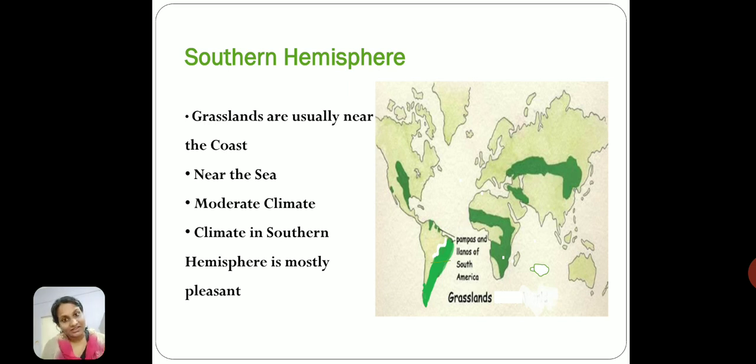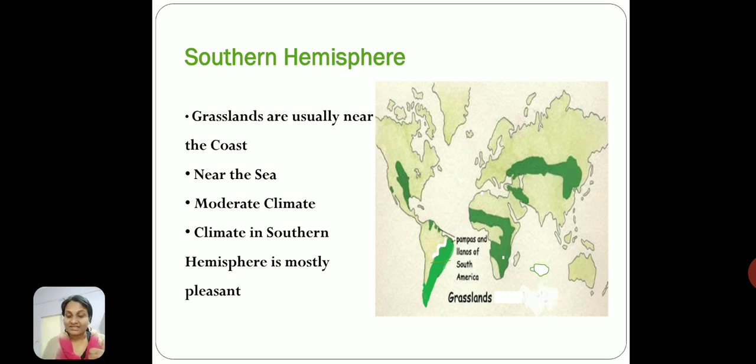So if you're near the coast, obviously what is going to be near the grasslands? The sea. Okay, so the grasslands are usually near the coast. They are near the sea. They have a moderate climate, which is pleasant, not very hot, not very cold. The climate is mostly pleasant, so it's not going to be cold and it's not going to be snowing in these areas much. Okay, so these are the things that you need to remember about the southern hemisphere grasslands.